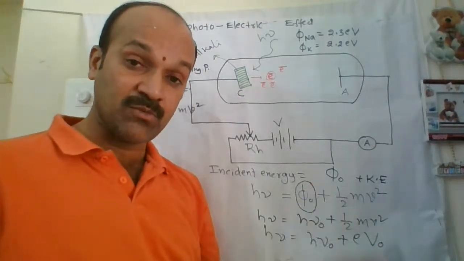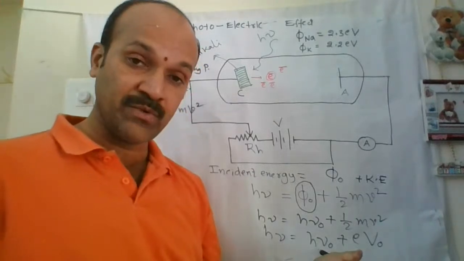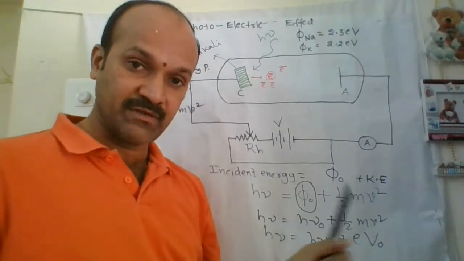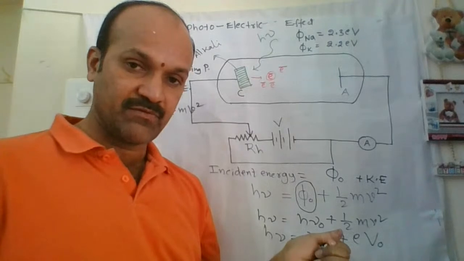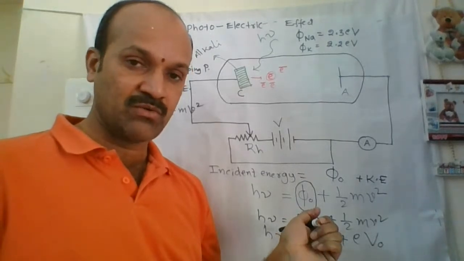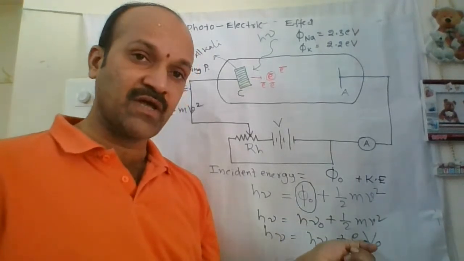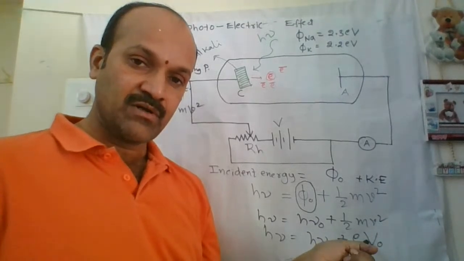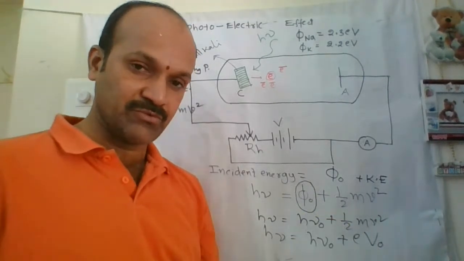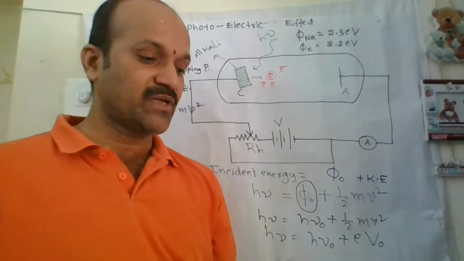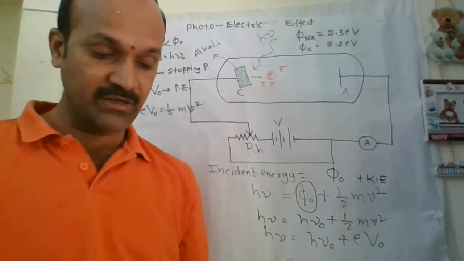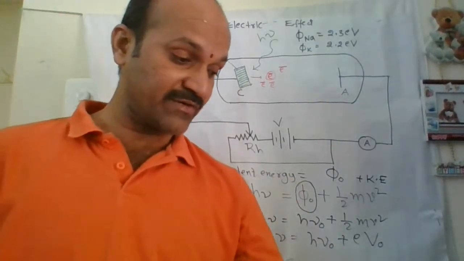If you want to calculate how much potential energy is required, if you know the stopping potential that we measured in the lab, and we know the incident radiation, then we can calculate it. The stopping potential also you can calculate. Clear? Now let us see another important topic in the same photoelectric effect.